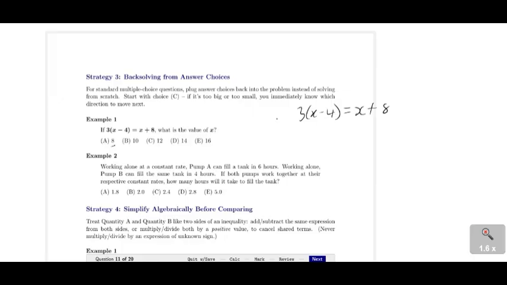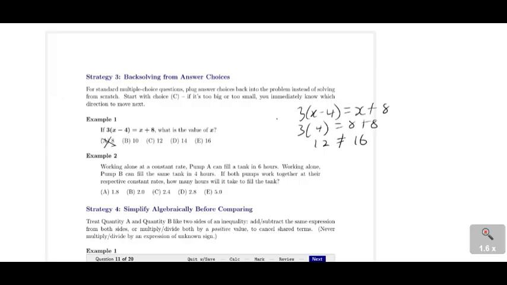You have to be fast with this when you are back solving. So if I plug 8 here, I'm going to have 3 multiplying 8 minus 4, that is 4. That is equal to 8 plus 8. Let's check if this is true. 3 times 4 is 12. And then 12 is not equal to 8 plus 8, which is 16. So it means that option A will not work.